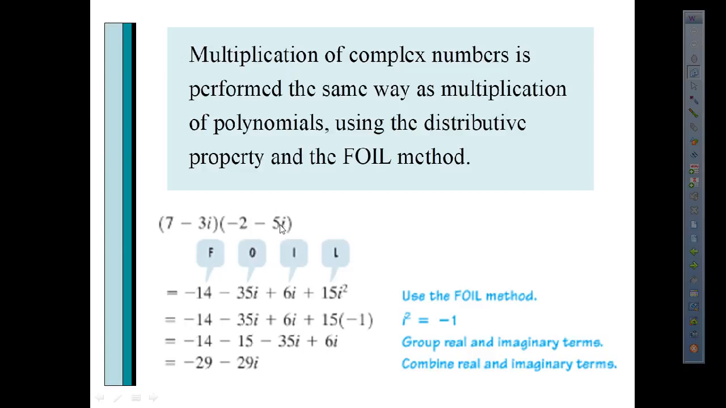First, outer is going to give me 7 times negative 5i gives me negative 35i. Inside is going to give me negative 3i times negative 2, which gives me plus 6i. And then last, negative 3i times negative 5i. It's going to give me 15i squared. Well, don't forget, i squared is negative 1.